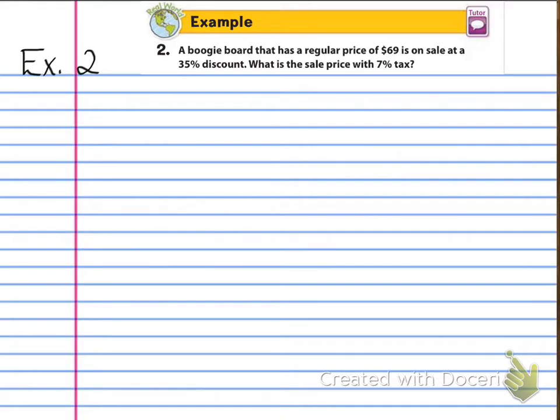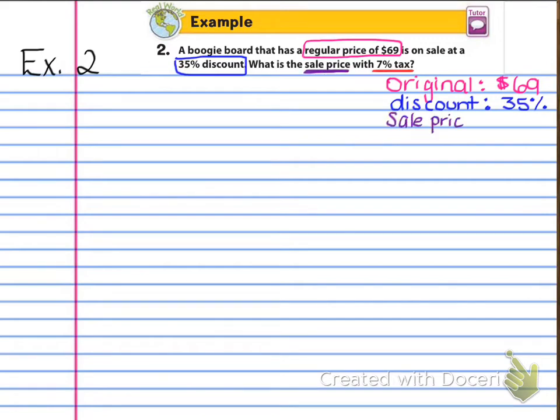Now, just so you understand, the tax gets added to the total after the discount has been applied. So you wouldn't want to pay tax on an item when it was full price. So that's why you wouldn't do that. So the first step is going to be to pull out the information. So our original price is $69. Then we have a 35% discount. And we're looking for our sale price, and then the tax is 7%, and then we'll get a final price. So you do want to have these things listed off to the side. I think it'll just make it a little easier for you to organize the information.